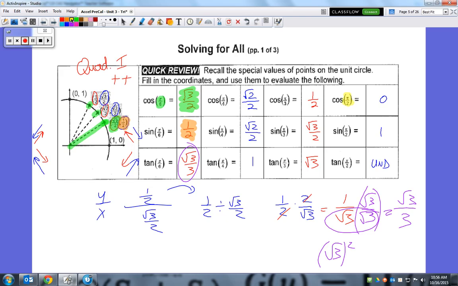At pi over 2, which is right here, the cosine is the x value of 0. The sine is the y value of 1. But when I do the tangent on this one, it's y divided by x. I'm going to get an undefined because you cannot divide by 0. And it makes sense because the slope of a vertical line is undefined. It's the slope of a horizontal that's 0. And then anything in here is going to be a positive slope.